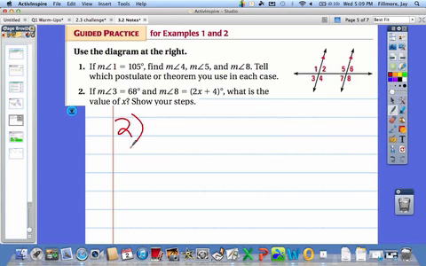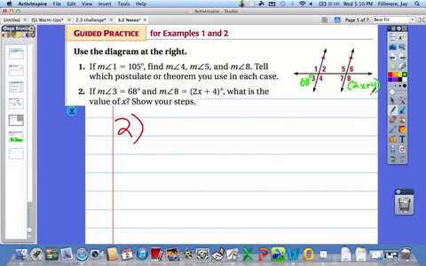The measure of angle 3 is 68. Let me label that. And the measure of angle 8 is 2x plus 4. What's the value of x? Show your steps. It doesn't say explain or justify or prove. It just says show your steps.